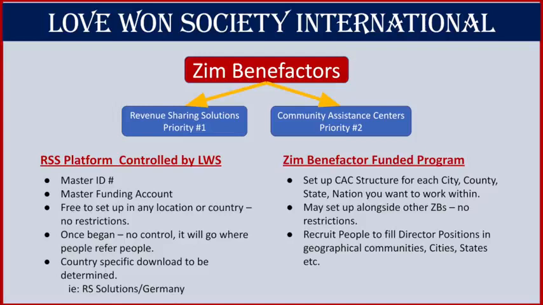Awesome. No restrictions. So with the community assistance centers, what exactly are people going to be doing in these communities? You're hiring these directors, but what are the directors going to be doing? The community assistance directors have many different potential hats. They come under the direction of the ZIM benefactor, because the benefactor is one who hires them and creates a set of policies and procedures.